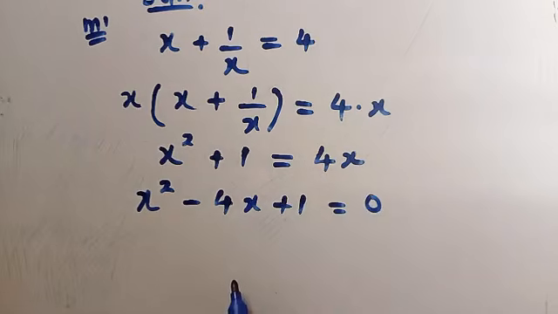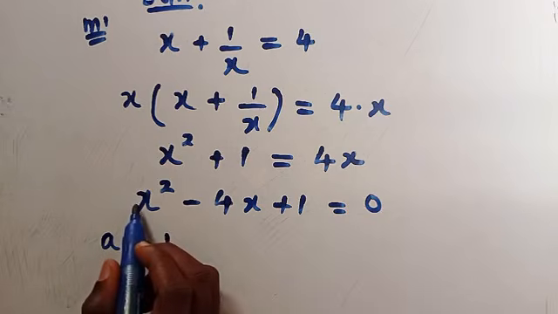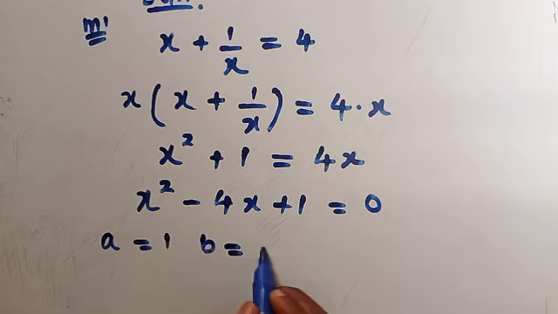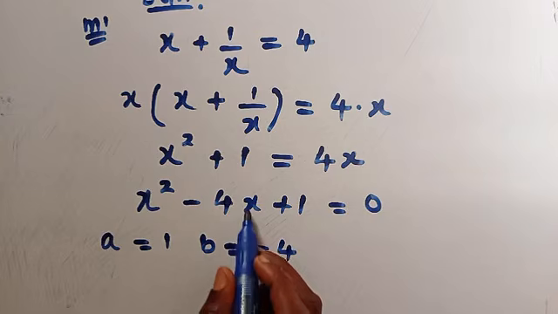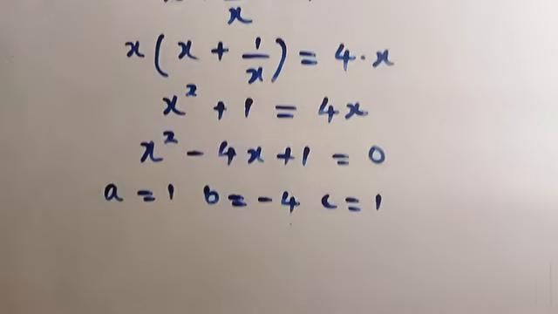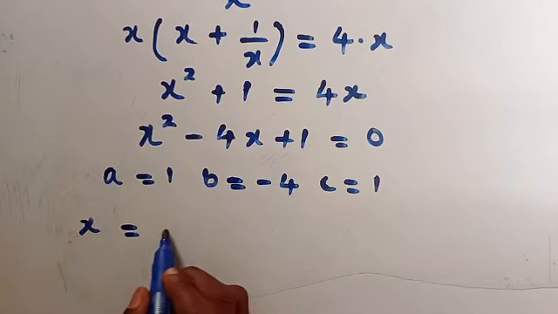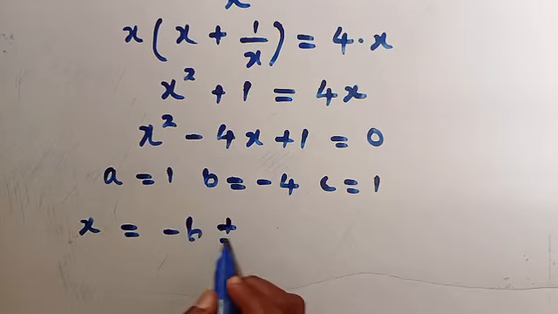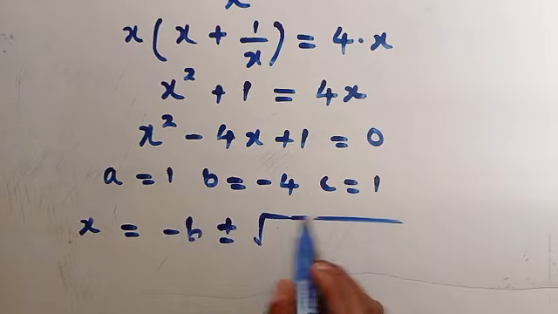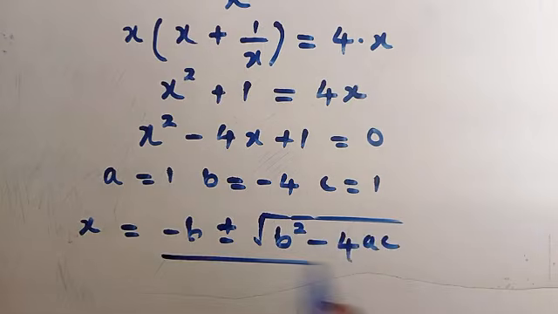Then we look for the value of x in this quadratic equation. Let's look at the patterns. The a here equals 1, which is the coefficient of x squared. b equals minus 4, the coefficient of x, and c equals 1. By applying the general quadratic formula, we are going to have x equals minus b plus or minus the square root of b squared minus 4ac, divided by 2a.